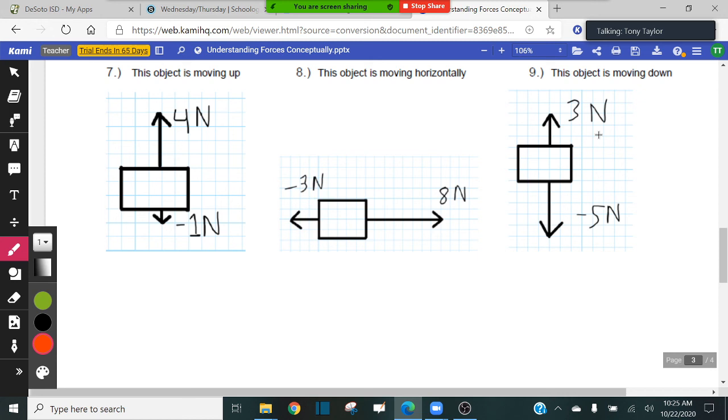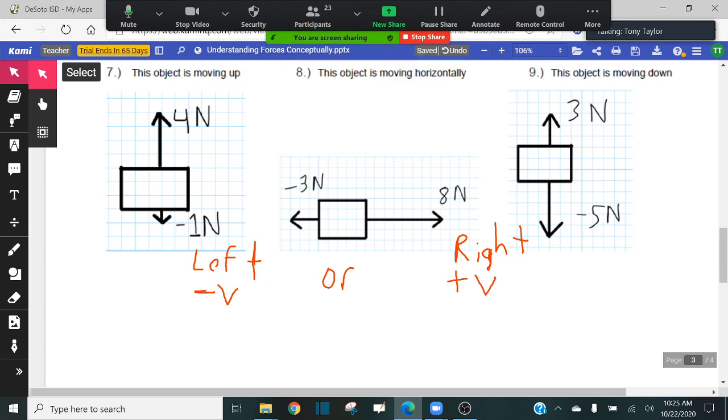Exactly. So it could be moving to the left, or it could be moving to the right. We're working on number eight. If it's moving to the left, what would its velocity be? Negative. Or if it's moving to the right, its velocity could be? Positive. Yep. So that's the first thing you want to do. There are two things that could be happening. It can be moving to the left, it can be moving to the right.